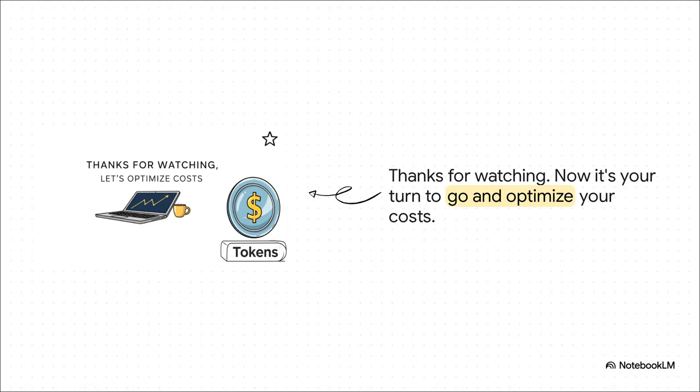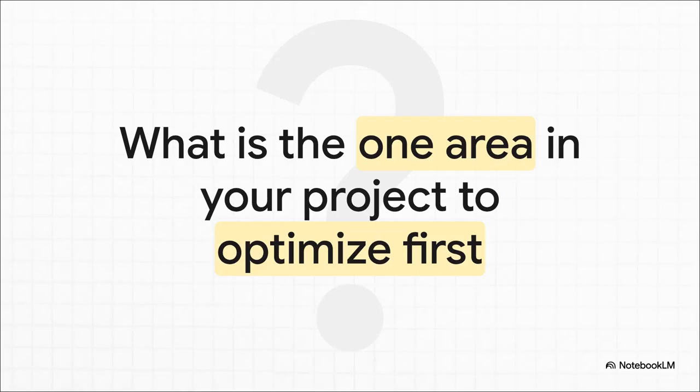You've got the framework, you've got the tactics. Now it's time to get out there and start optimizing. So I'll just leave you with this one final question to think about. When you look at your own projects, what is the single biggest, most token-heavy area you could start working on first?